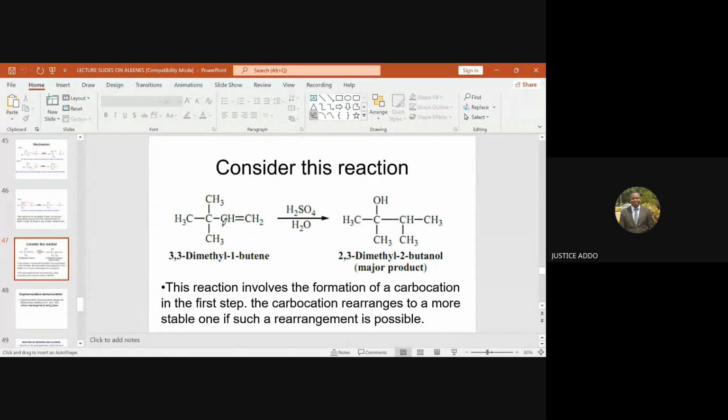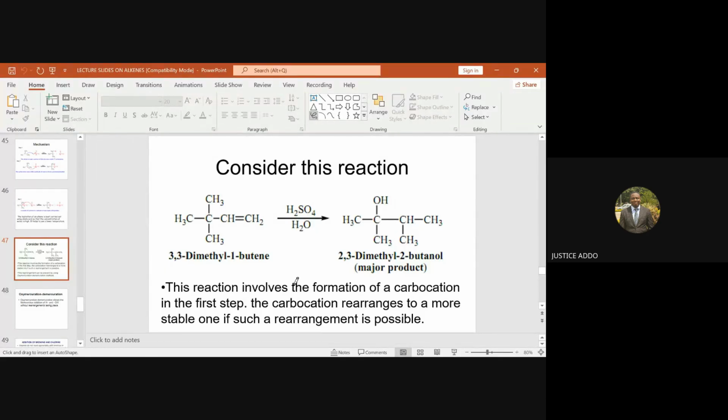But if you are forming a secondary carbocation here, you can do a 1,2-methyl shift. You can shift one of the methyl groups here, and then the positive charge will come to this carbon, and that will be a tertiary carbocation. And that tertiary carbocation, the water will come there, and then you form this particular alcohol. And that is the major product, because it is being formed from the most stable intermediate carbocation, which is tertiary, as compared to the previous one.